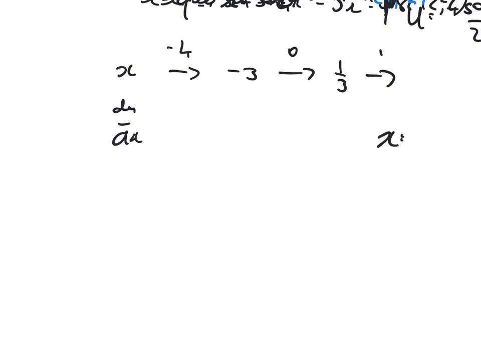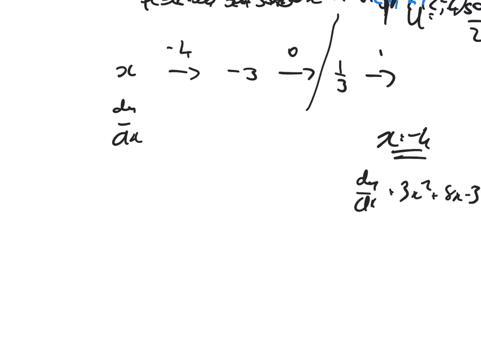Okay, next move is to find the nature of the stationary points. For that purpose, let's set up a nature table. Stationary points occurred at minus 3 and 1/3. A neighbouring value before minus 3 might be minus 4, a value between minus 3 and 1/3 might be 0, and after 1/3 might be 1. And we're now going to put these into the differentiated function. Remember that the differentiated function was given by 3x squared plus 8x minus 3.